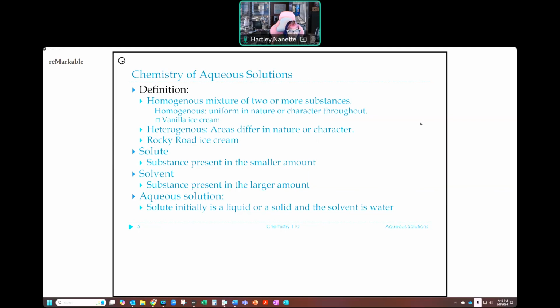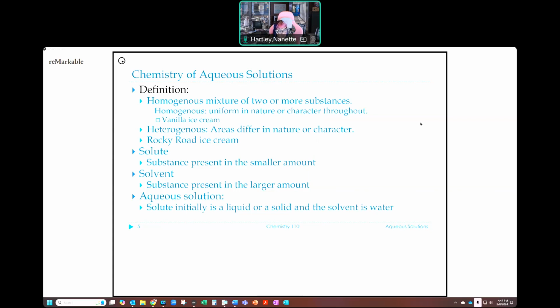However, if we look at a different kind of ice cream, like Rocky Road ice cream, then it's very easy for us to see that that's not the same. That's a heterogeneous mixture, where areas are different in nature or character. Something like Rocky Road is very easy to see because there are separate particles that we can see within it. There's the marshmallow, and I can't remember what all is in it, but there are very definitely different particles within it. So it's easy for us to see that.